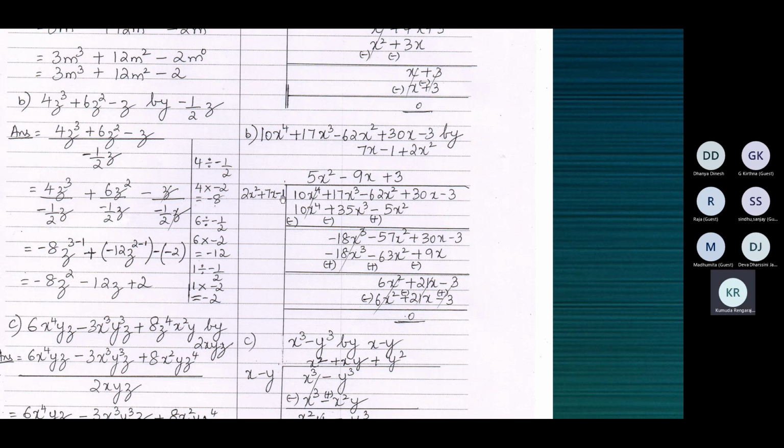We need to arrange the terms in the divisor and the dividend in the descending order of the powers of the variable x. Here power 4, power 3, power 2, power 1 and power 0. It's already in the descending order. Yes, one of you tell me the first step. Ma'am, we have to arrange the terms in descending order, ma'am. Okay, after that.